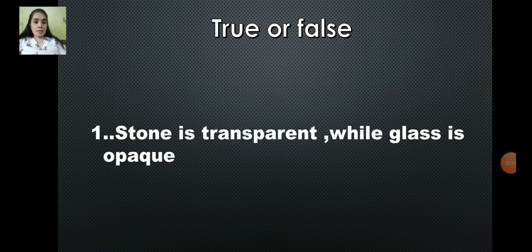Now let's do a small activity, that is true or false. Now the first question is, stone is transparent while glass is opaque. So is it true or false? Is the stone transparent? So if you keep a stone here, can you see the other side? No. So the answer is false.